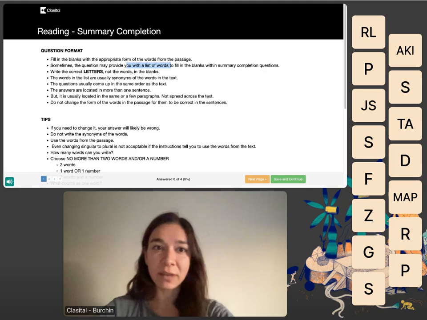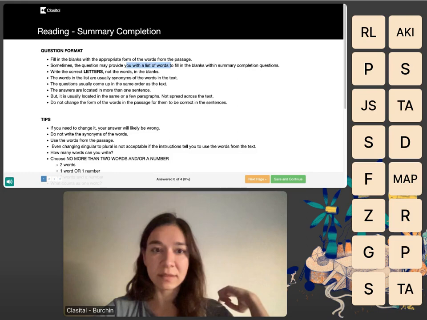Can everyone see the screen? Can everyone see the reading summary question? I am reading it from somewhere. Can you see the screen? Okay, good.